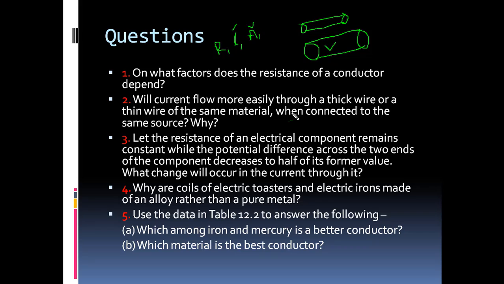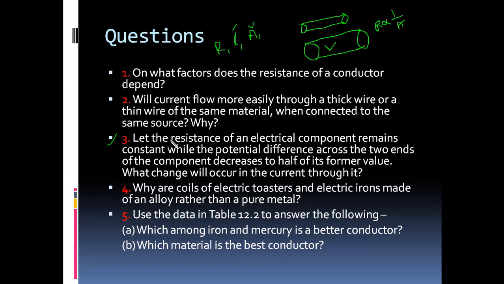When connected to the same source, in this case the current can flow easily. Why? Because of less resistance. As area increases, resistance decreases, as we know that resistance is inversely proportional to 1 by area. As area increases, resistance decreases. As resistance decreases, current can easily pass through.